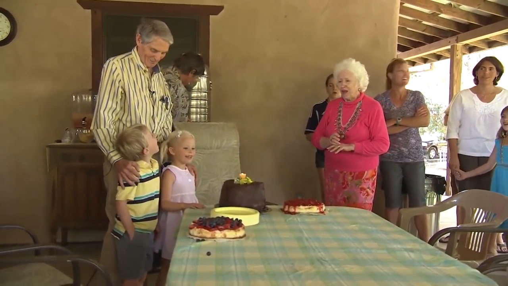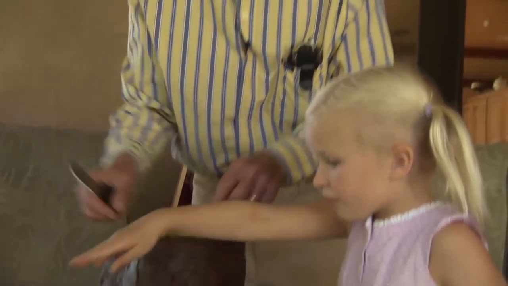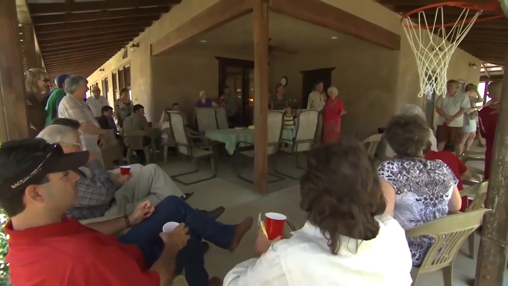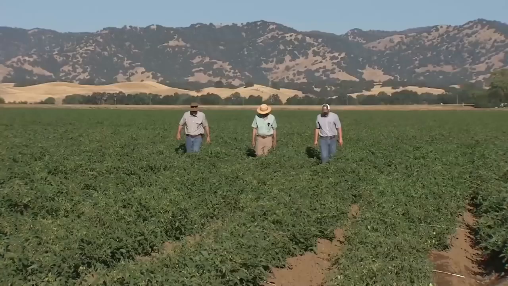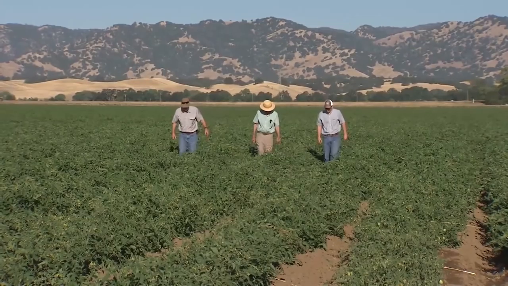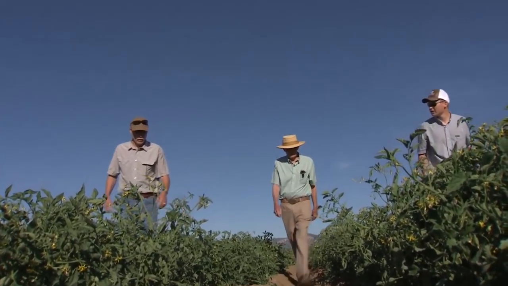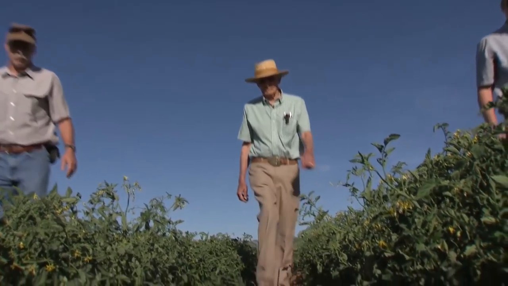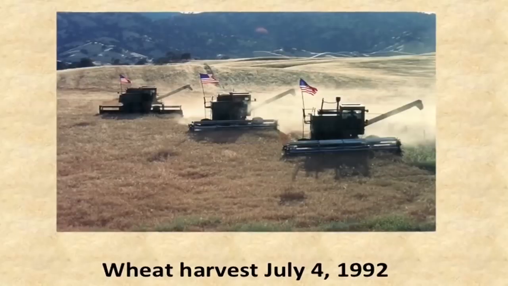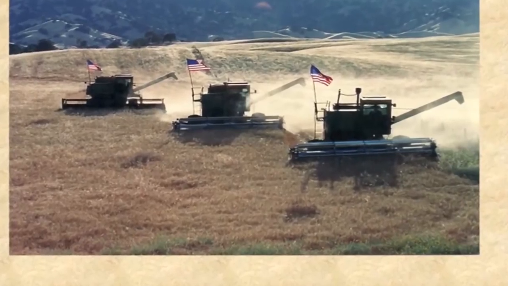Happy birthday to you. Rich Rominger just celebrated his 85th birthday alongside a whole family of farmers. Six generations of Romingers have been farming this land just outside of Sacramento since the 1870s. Well, we'll start some fields harvesting in about 4 to 5 weeks. And as you can imagine, a lot has changed within that time.